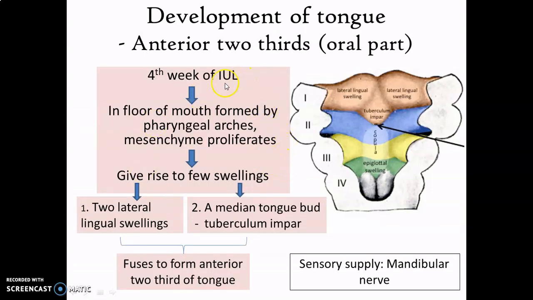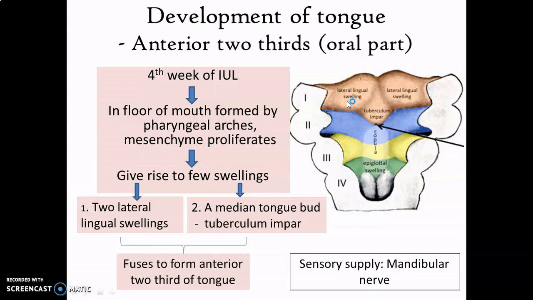Development of tongue begins much earlier, by the 4th week of intrauterine life, and I've told you that in the initial stages of development, the tongue occupies a superficial position in the primitive oral cavity. Only just before the completion of palate development or fusion of secondary palatal shelves, the tongue descends down into the floor of the primitive oral cavity or stomodium. And by the 4th week of intrauterine life, in the floor of the mouth, which is formed by pharyngeal arches at that time, there is proliferation of underlying mesenchyme, which gives rise to a few swellings, including one known as tuberculum impar.